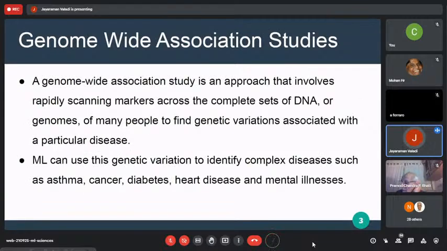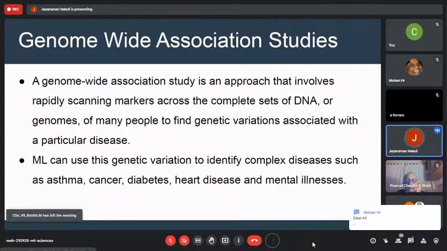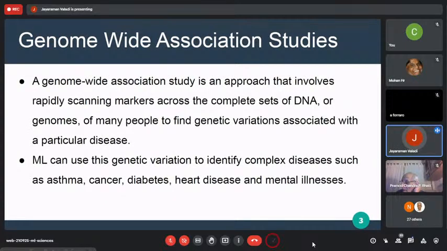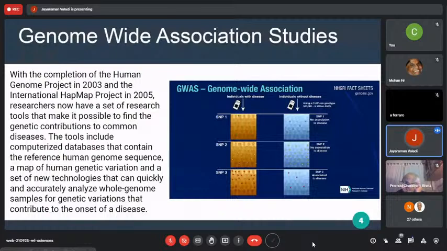Now, GWAS is genome-wide association studies. It's an approach which involves rapidly scanning the markers and getting information about genetic variations of different kinds of people, and getting the single nucleotide polymorphisms, wherein we can identify mutations of the gene sequences at different locations of a given gene or multiple genes across the genomes of different people. And this information can be employed as input attributes to a machine learning algorithm, which can identify whether these combinations of mutations can be associated with a particular type of disease or not.